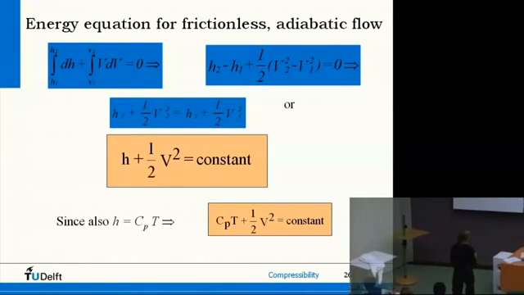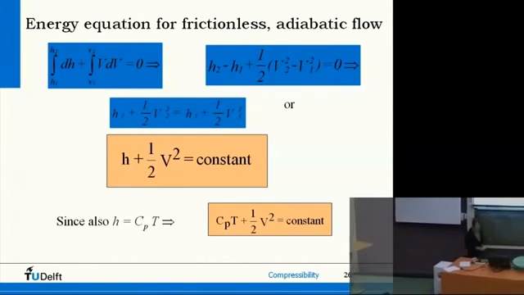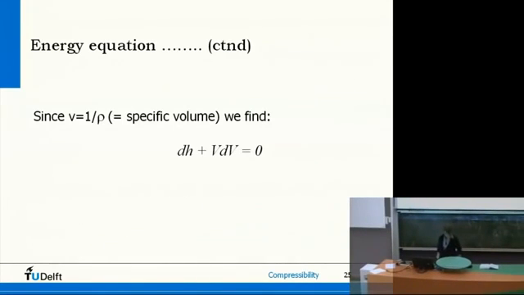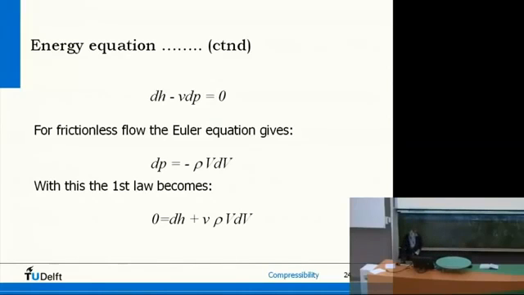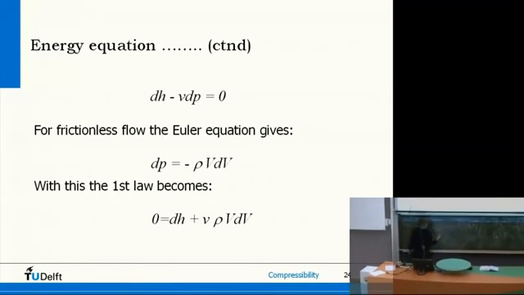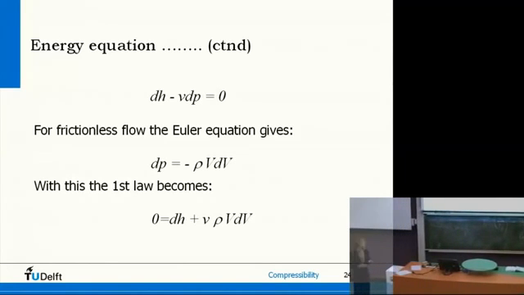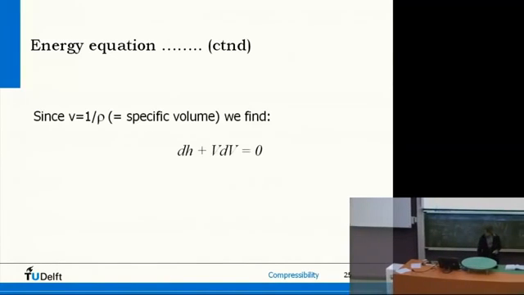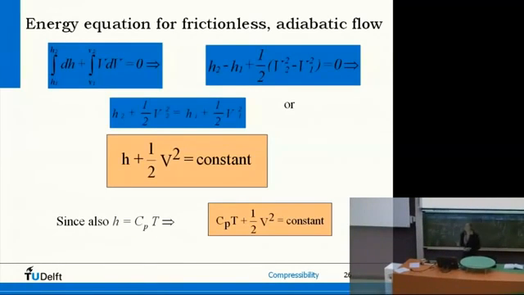Where did the rho and the specific volume go? Tip: V times rho. V is 1 over rho, so 1 over rho times rho is 1. So, easy. So what is this constant equal to?